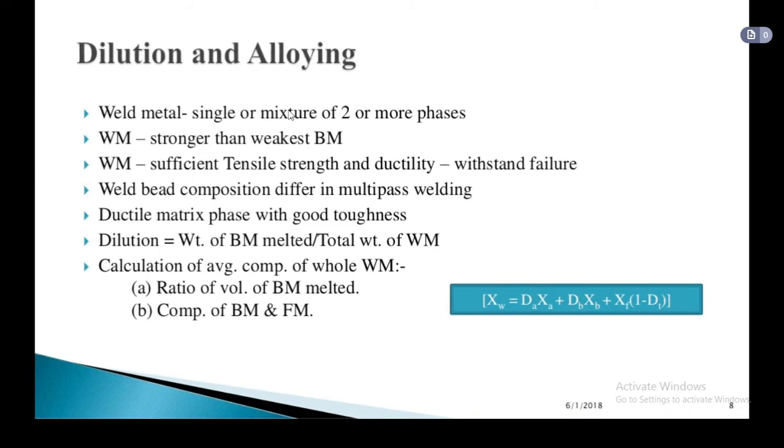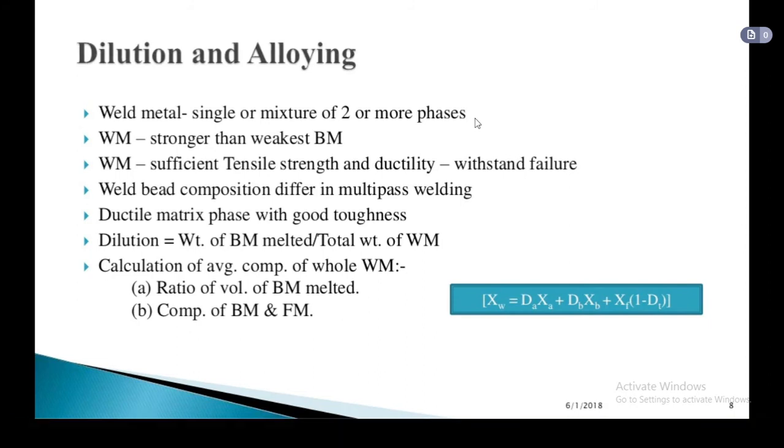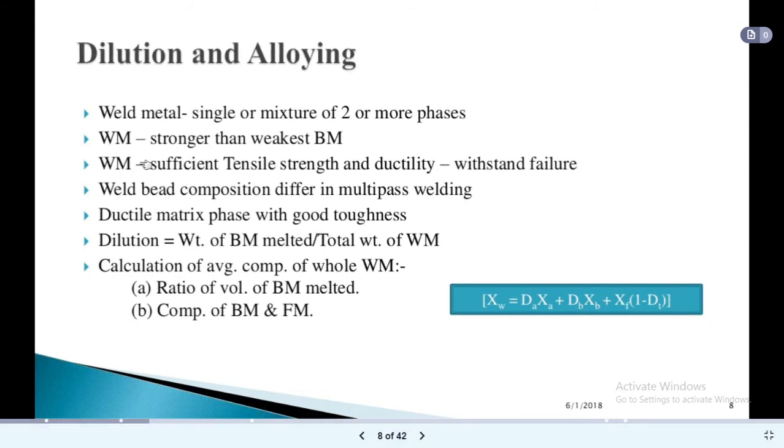If the dilution is high, there are difficulties in the joint, but if the dilution is low, the joint strength will be high. See here, WM means weld metal. It should be stronger than the weakest base metal, meaning there should be no large difference in their properties. Weld metal needs sufficient tensile strength and ductility to withstand failure.